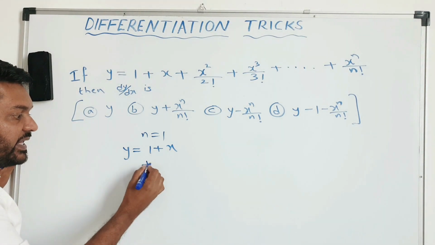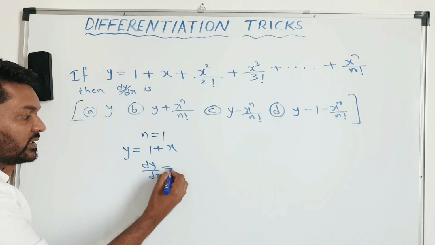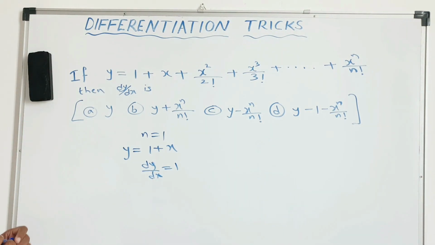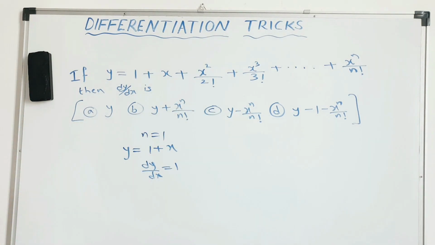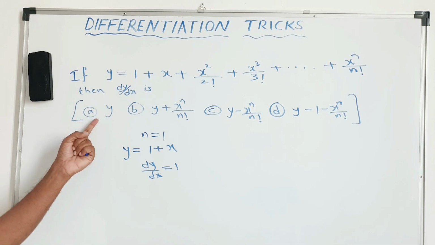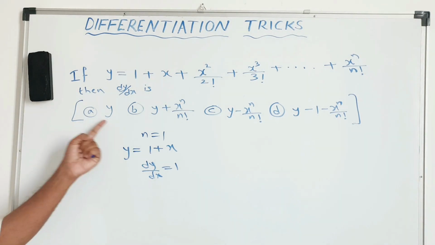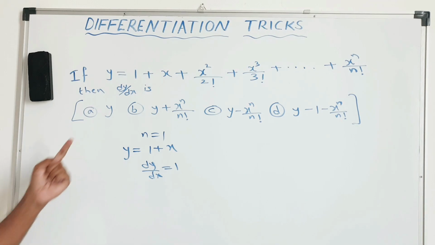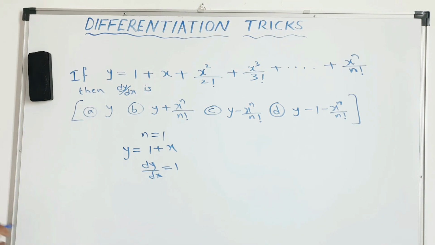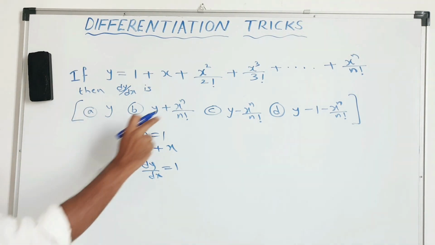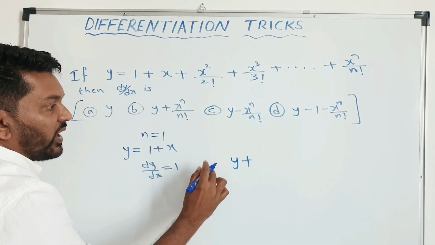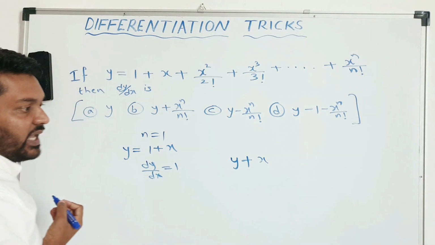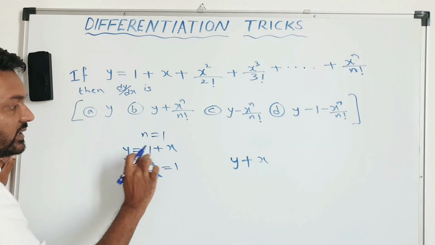Now what will be dy by dx? dy by dx equals 1. So this is your dy by dx. Now you are checking each option by substituting n as 1. Look at the first option, y. y means 1 plus x. That is not our answer. Our answer is 1. So option A is not our correct answer. Now checking option B. I am putting n as 1. So I will get y plus x power 1 divided by 1 factorial, which is x. Substituting y as 1 plus x.